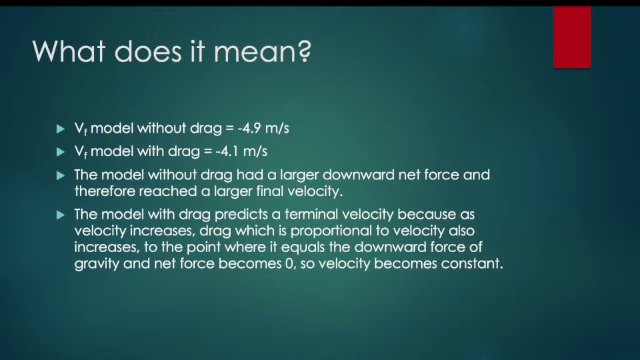Because as velocity increases as the bag of flour drops, drag, which is proportional to velocity, also increases to the point where eventually it'll equal the downward force of gravity, and then the net force will become 0. So velocity becomes constant, and that would be the terminal velocity, which the model without drag does not reflect.